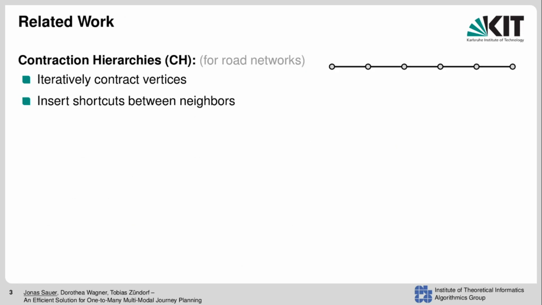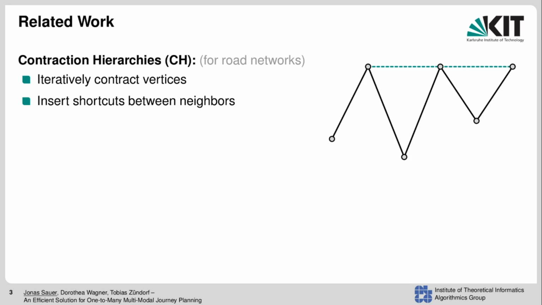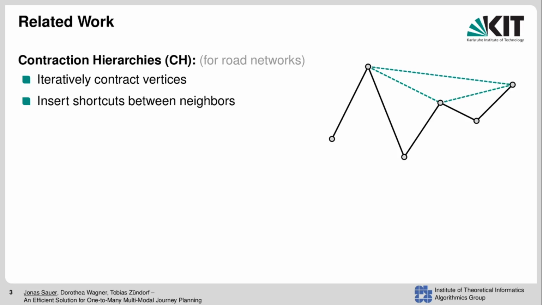Now let's recap some related work which we will be building on in the following. Contraction hierarchies are a well-known speed-up technique for one-to-one searches in road networks, and what it does is it iteratively contracts vertices and inserts shortcuts between its neighbors to preserve shortest path distances. So if we contract this vertex, we have to insert a shortcut between its two neighbors, and then we contract another vertex, and another one, and progressively we create a hierarchy of vertices and shortcuts between them based on the order in which we contracted the vertices.